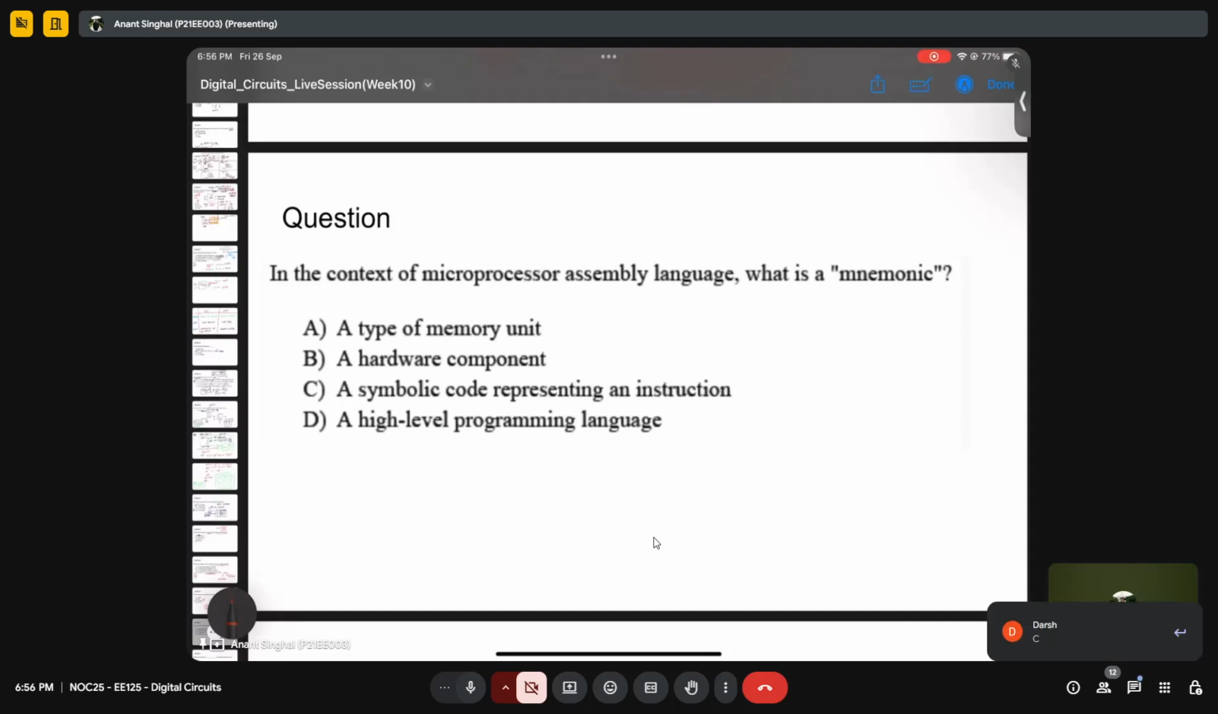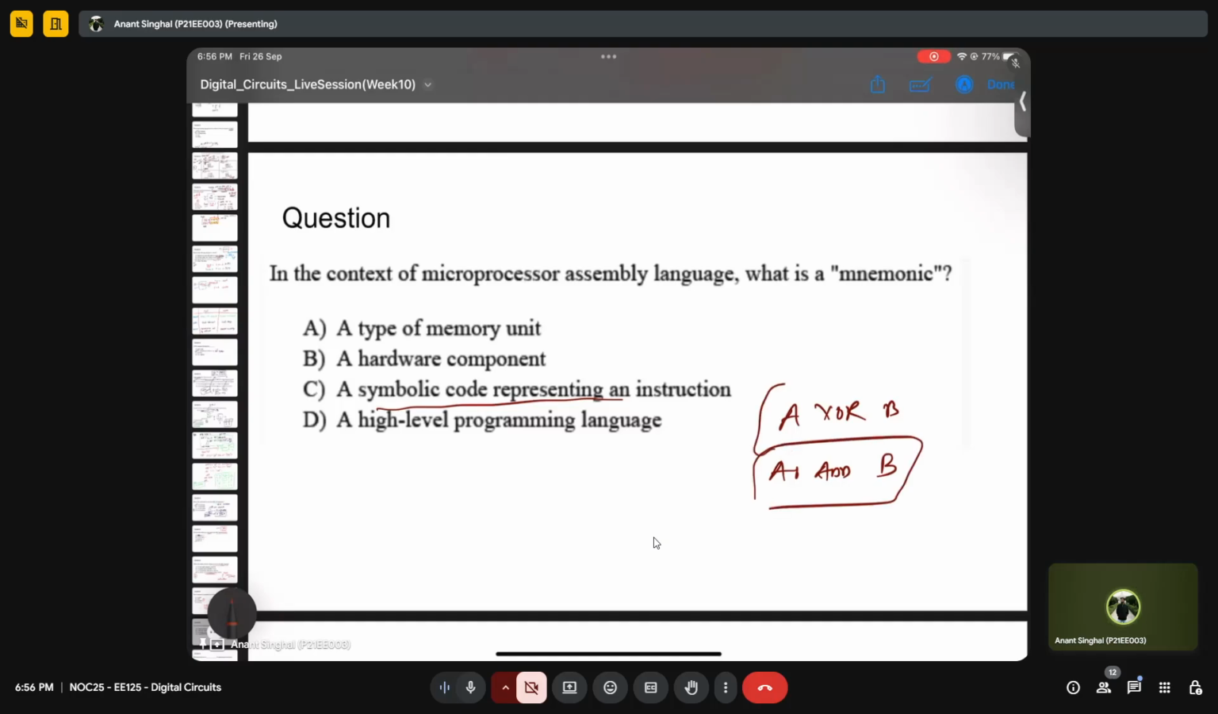You have already got one. Yeah, see. Mnemonic is nothing but a symbolic code representing an instruction. Whatever we were writing, maybe A XOR B or A add B, this is just a symbolic representation, as we said. The machine language is actually getting converted by the assembler. So these both are mnemonics.